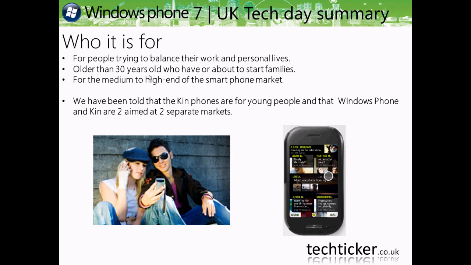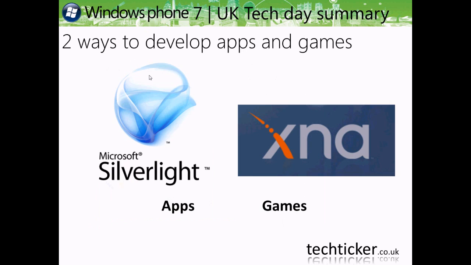I think that it will be aimed at the medium to high end of the smartphone market based on the devices that have been leaked and shown so far, because they're all going to have big capacitive screens and a minimum of 5 megapixel camera and that kind of thing. We've also been told that the Windows Phone experience is very different from the Kin phones, which are aimed at young people and not as such a smartphone. We've also been told that Windows Phone and Kin are 2 different products aimed at 2 separate markets.